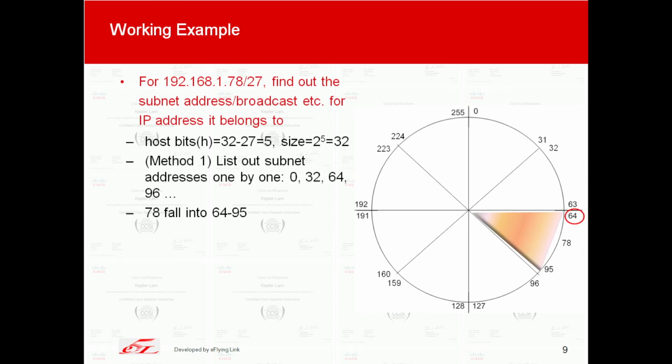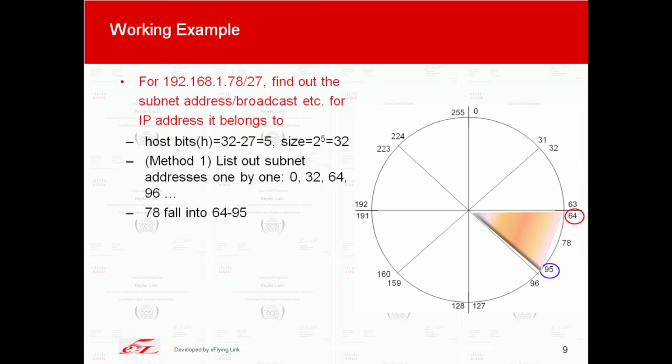The highest IP address of this range will be 64 plus 32 minus 1. Remember to minus 1. It's not just 64 plus 32. 64 plus 32 will become the next subnet range. So it's 64 plus 31. That is 95.